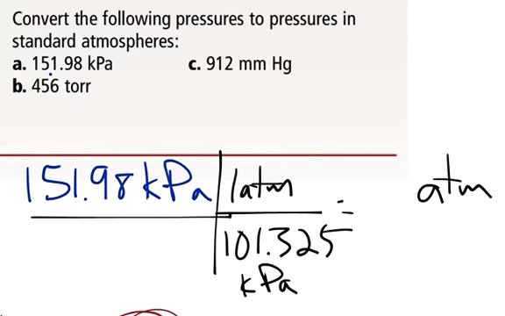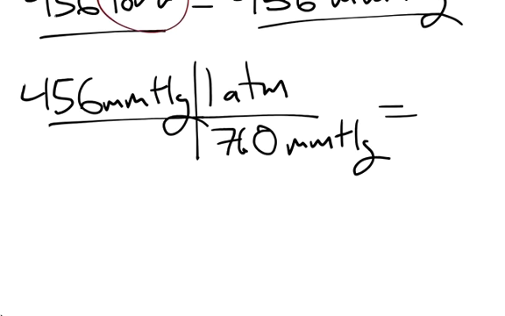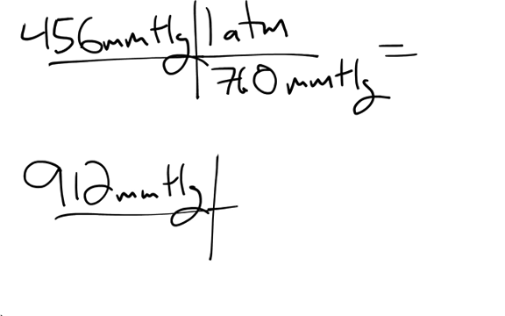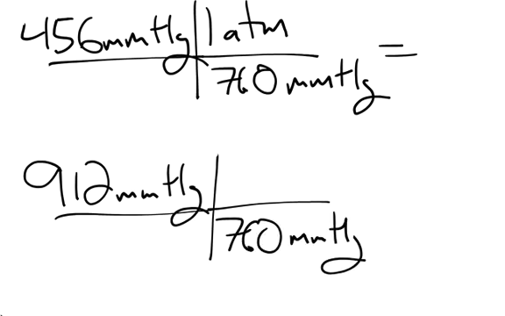Last one, what else do we have here? One in millimeters of mercury. So we'll use the same conversion factor, 912 millimeters of mercury. This time I don't have to convert it from torr because it's already in millimeters of mercury, divided by 760, and we are done because that is in atmospheres. I'm not going to plug them through. You can do that on your own calculator. Have some fun.